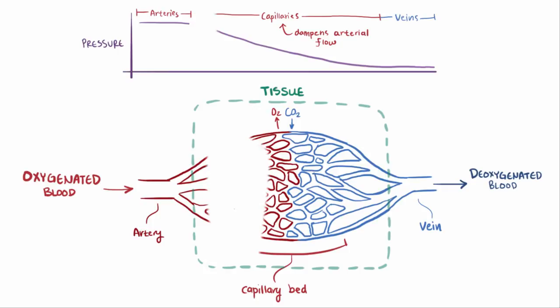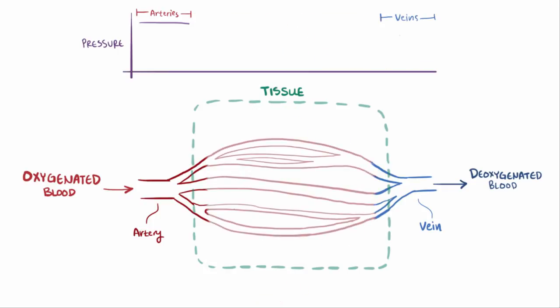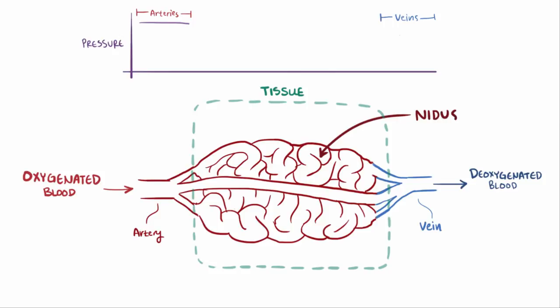With AVM, this whole capillary bed isn't there, and a group of arteries directly link up with a group of veins instead. The vessels in the AVM can start to tangle up and are called a nidus, which is Latin for nest. When a single artery and a single vein link up abnormally like this, it's called an arteriovenous fistula.